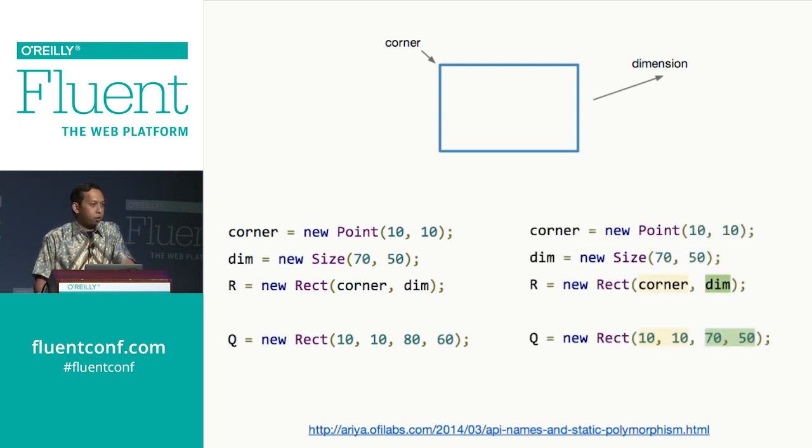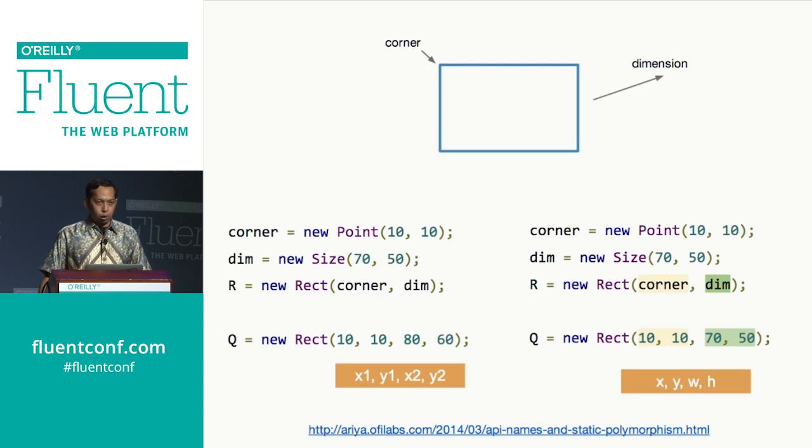When you invent the second constructor, always take into account that someone will have seen the first constructor and will have guessed that 10 and 10 here correspond to the top left, which is correct, but 70 and 50 should be a dimension, just as if you had created the rectangle using a size object. On the left side, using x1, y1, x2, y2 is inconsistent with the previous object creations. On the right side, we keep it consistent and predictable, because everyone knows that those four values will be similar to a pair of point and size.